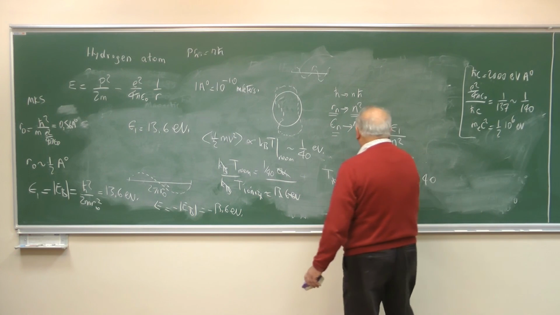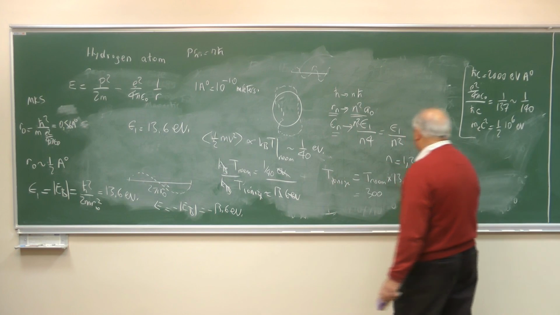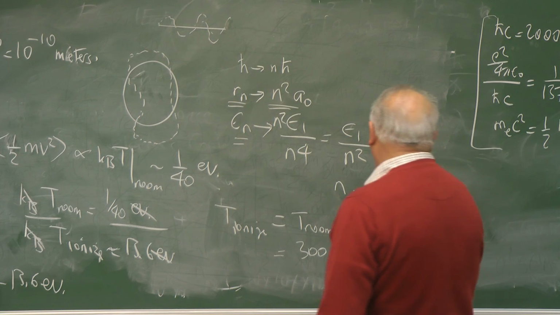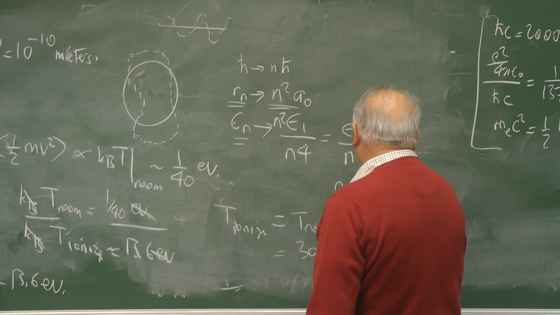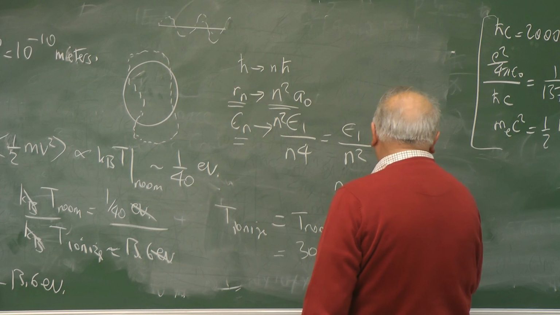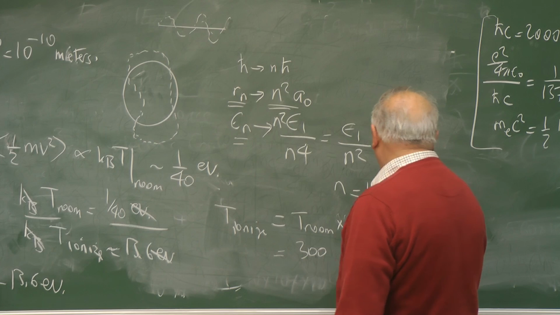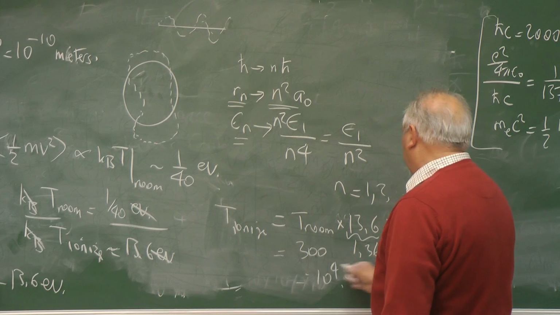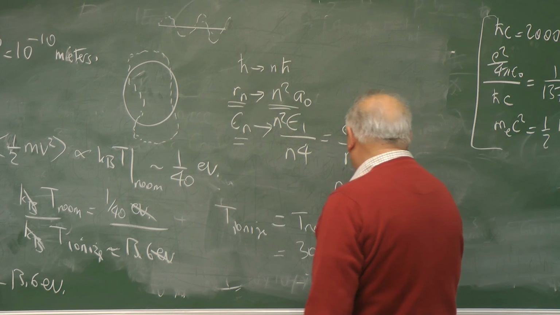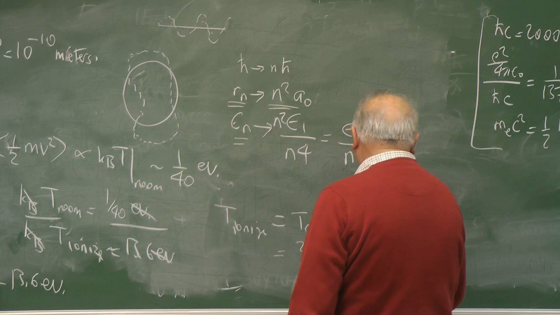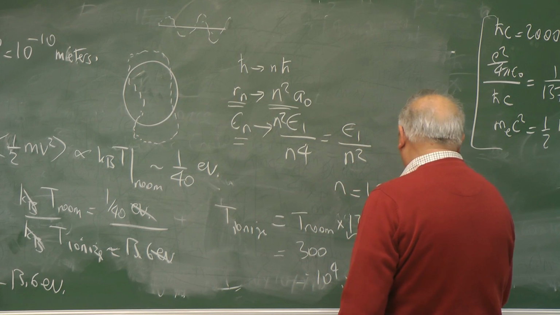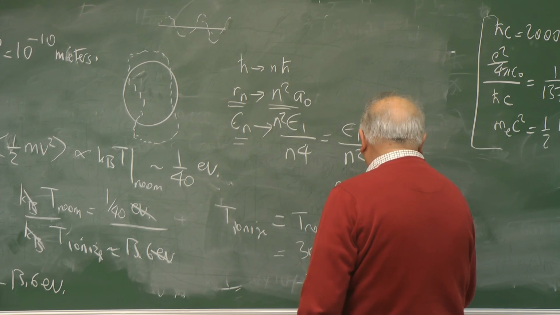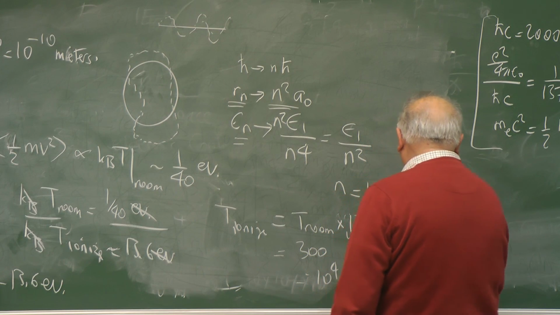So T room is something like 300. So this is like 1.36. Let's make it 400. So here you have 10 to the 4 times, this is 12, and this is perhaps something like 15. All right, 1.5, 15. So 150 thousand Kelvin. Can you imagine?